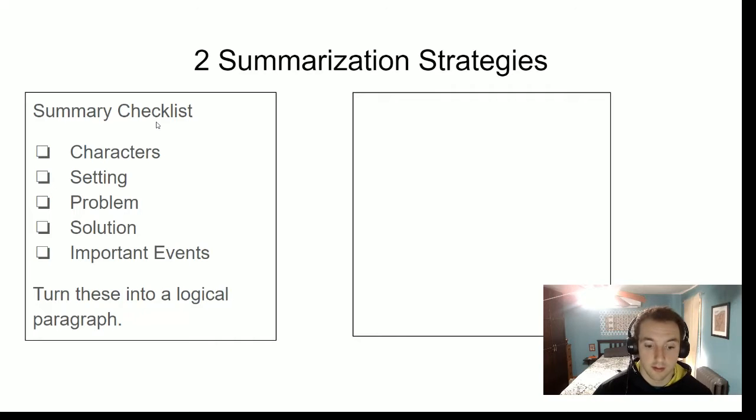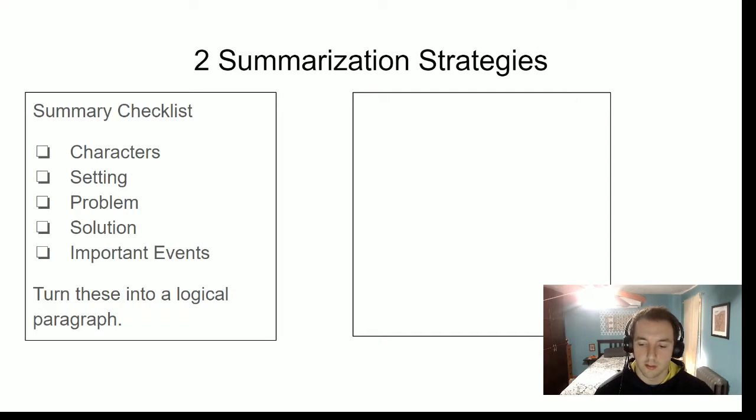The characters in chapter 10 are blah, blah, blah. The setting is blah, blah, blah. The problem is blah, blah, blah. And just going through the checklist and saying what these things are, that's not a terrible way to start, but when it's being read, it doesn't sound very logical. It sounds like a checklist.